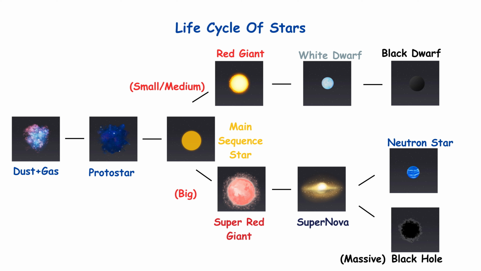Smaller stars become red giants, shed their outer layers, turn into white dwarfs, and eventually cool into black dwarfs. Larger stars become red supergiants, explode in supernovae, and depending on their size, either become neutron stars or collapse entirely into black holes. That brings us to the end of today's exploration.